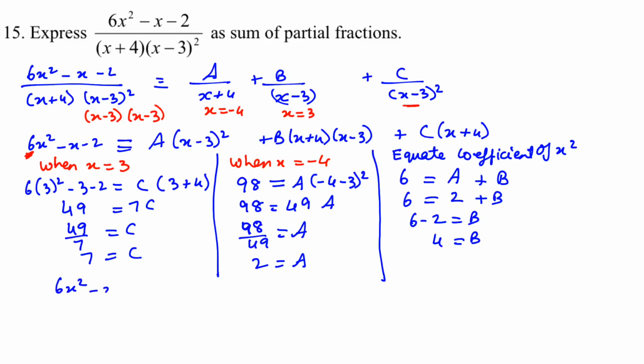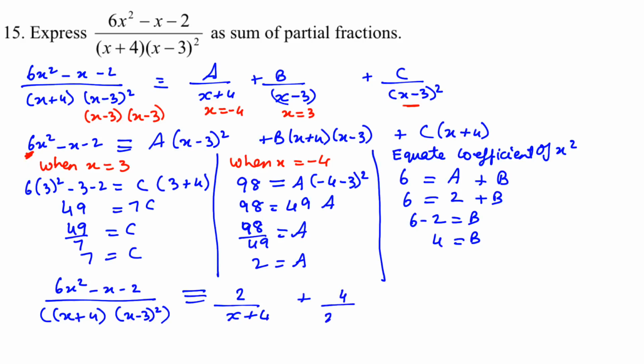6x squared minus x minus 2 over x plus 4 x minus 3 squared, and replace here in this equation your a, b, and c. What is our a? 2 over x plus 4, and b is 4. So b over x minus 3, and c is 7 over x minus 3 squared. It was an easy question, not very difficult from the usual questions we get.